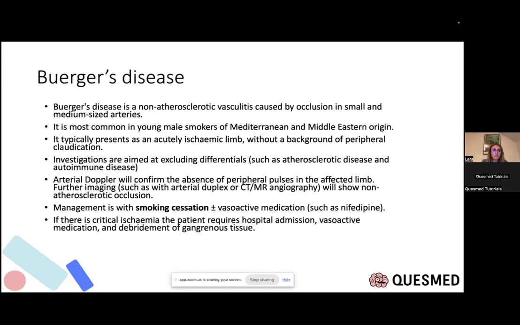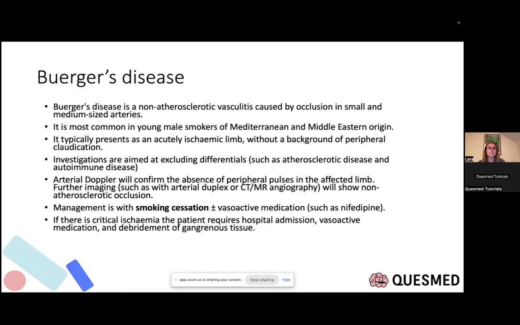So Berger's disease is also known as thromboangiitis obliterans, which is a non-atherosclerotic vasculitis, an inflammatory condition in small and medium-sized arteries. When we say it's non-atherosclerotic, if this person was 60 and a vascular patient, you would imagine they were occluding their small and medium-sized arteries because they had atherosclerosis and were throwing off big plaques. This means it is not related to atherosclerosis and is actually due to the inflammatory disorder itself.